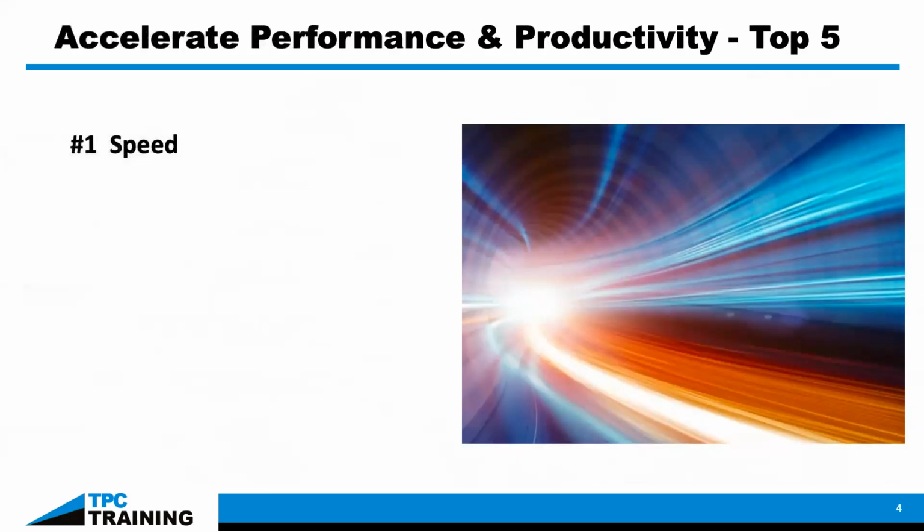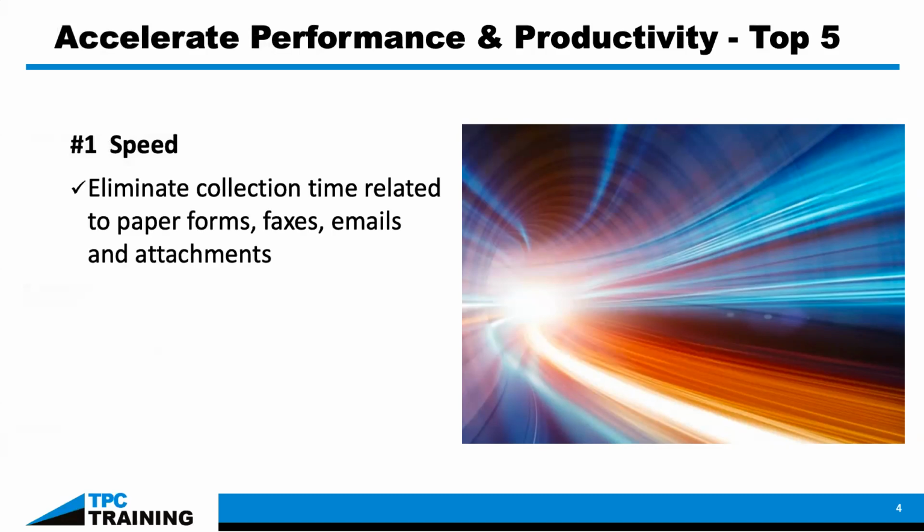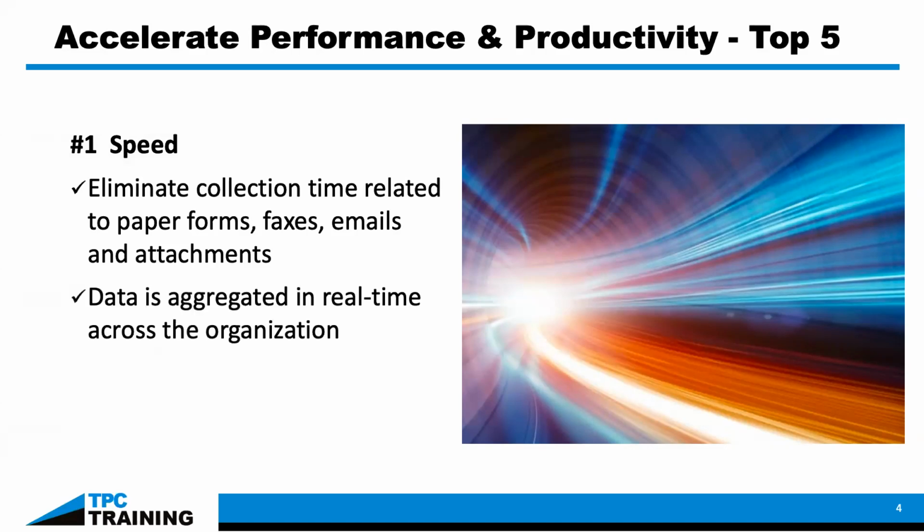We'll dive right in, in terms of mobile forms and the way that they can accelerate performance and productivity. And I'm going to give you our top 5 here from our perspective. The number 1 way to accelerate performance and productivity is speed. So eliminating the collection time related to paper forms and faxes, emails, attachments, etc. The data with a mobile form, when submitted, is aggregated in real time across your organization. So dramatically improving the way you're able to collect that data.